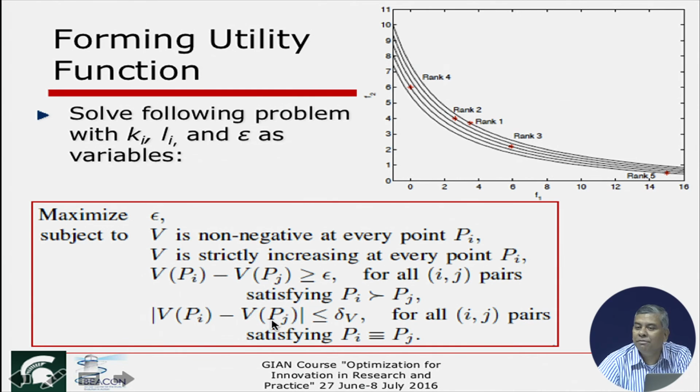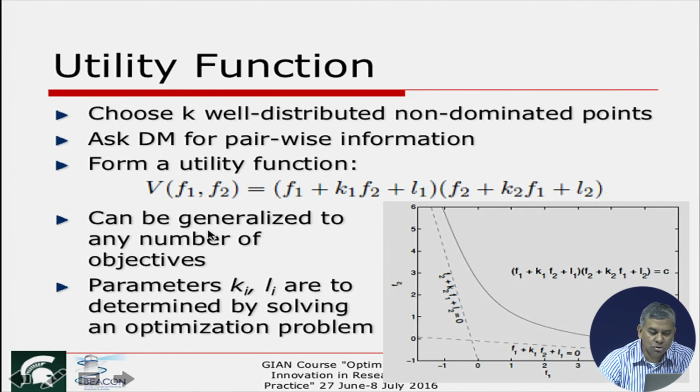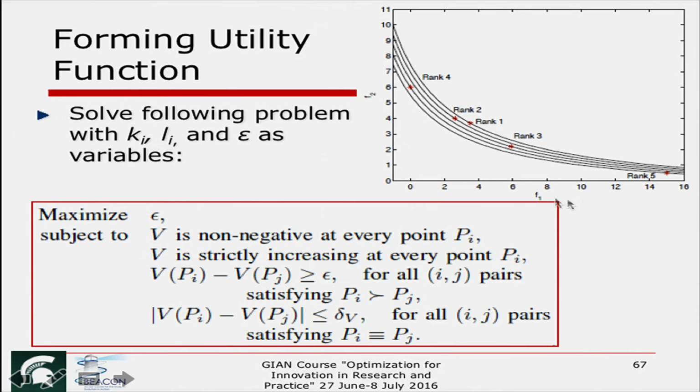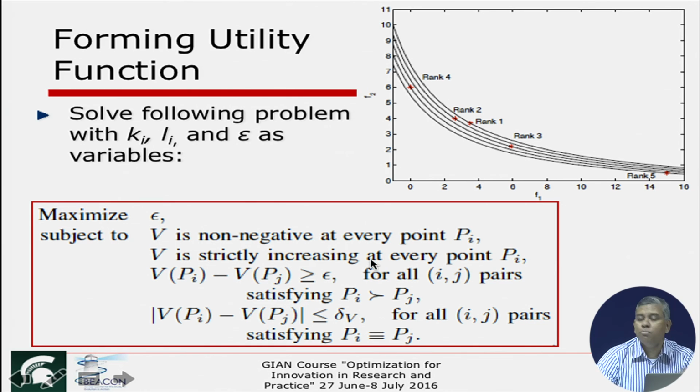The absolute difference in the value function of the two is less than delta v, and delta v we put here 1/10 of epsilon. So we put 0.1 times epsilon, but you can put any other. Okay, and then we maximize epsilon. So it's a 4 variable problem. Choose for 2 objectives, k1, L1, k2, L2. These are my variables for that optimization problem. So I came back from the information, I need to solve an optimization problem now to model him. That optimization problem has 4 variables, k1, L1, k2, L2.